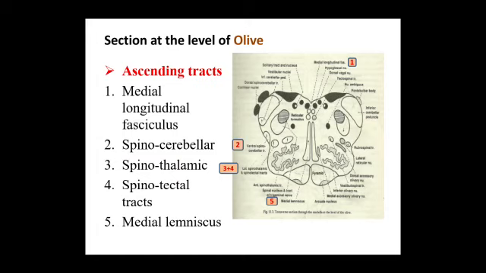Next, coming to the ascending tracts: the medial longitudinal fasciculus, spinocerebellar, spinothalamic, spinotectal, and medial lemniscus. Again, to recapitulate the ascending tracts: medial longitudinal fasciculus, spinocerebellar, spinothalamic, spinotectal tracts, and medial lemniscus. So this is the section at the level of the olive.